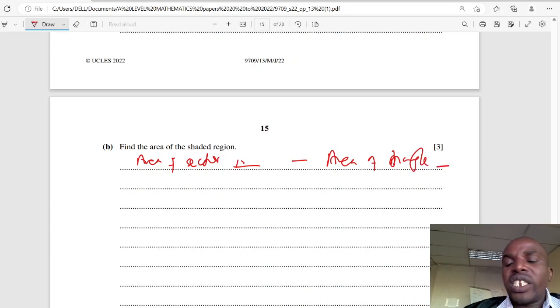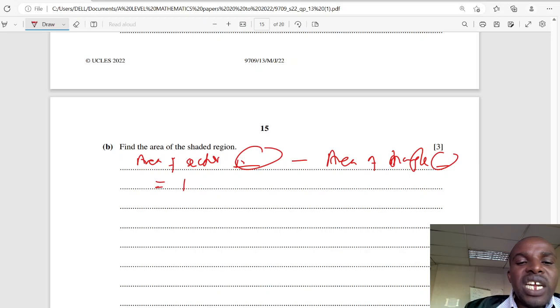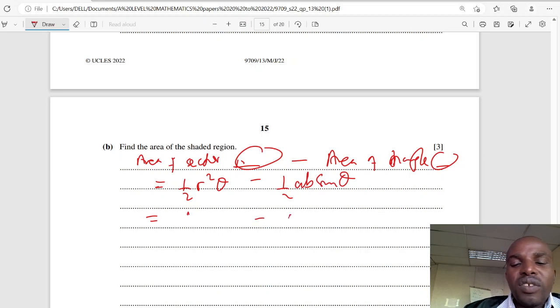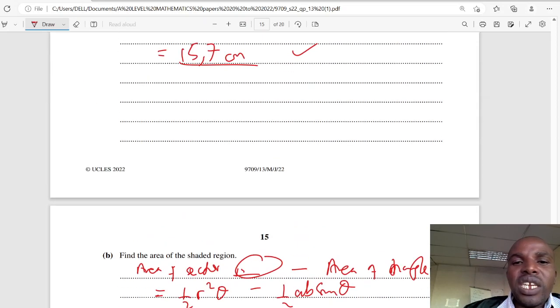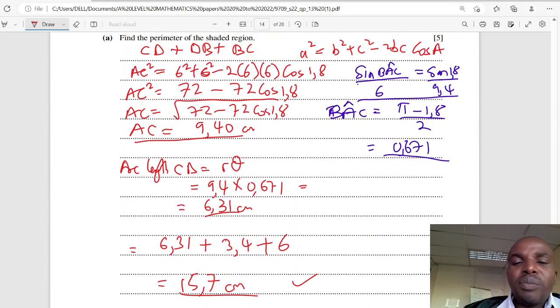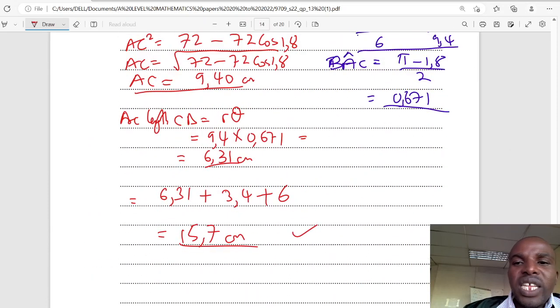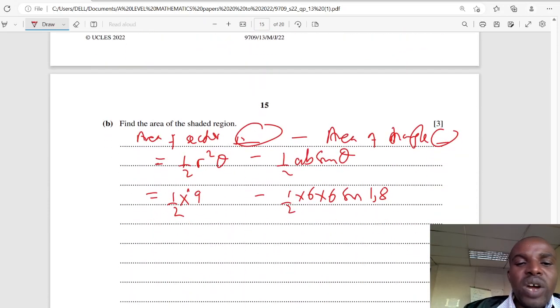The triangle is their sides there. Right, area of sector is half r squared theta minus area of a triangle is half ab sine theta. Area of triangle is actually half 6 times 6, AB, it was 6 times 6, then sine 1.8 radians. Then for the sector, r squared, r was 9.4, then theta 0.671.